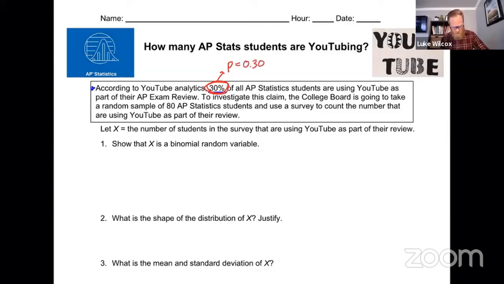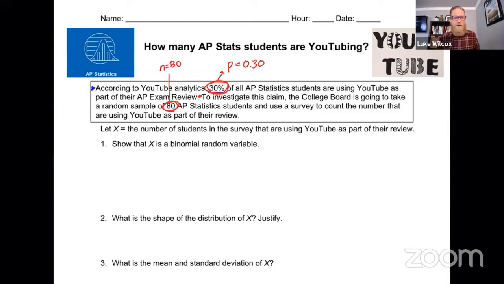Now let's continue reading here. To investigate this claim, the College Board is going to take a random sample of 80 AP Statistics students. Okay, let me pause right there. 80 is our sample size. So typically we will use lowercase n for our sample size. We're going to have a sample of 80 AP Statistics students.